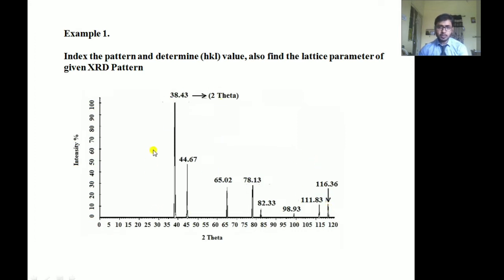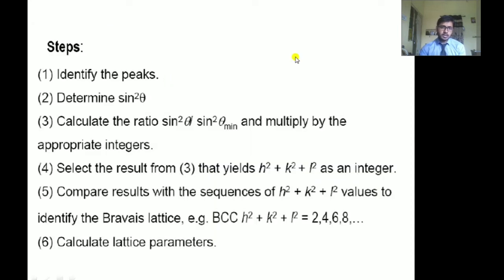What you have to find out are the HKL planes of all these reflections, and also the lattice parameter. If you find the lattice parameter and HKL planes, then by using some calculation or some tricks, you can easily say whether your material is face centered, body centered, or simple cubic. These are the steps that I am going to apply to index the XRD pattern.